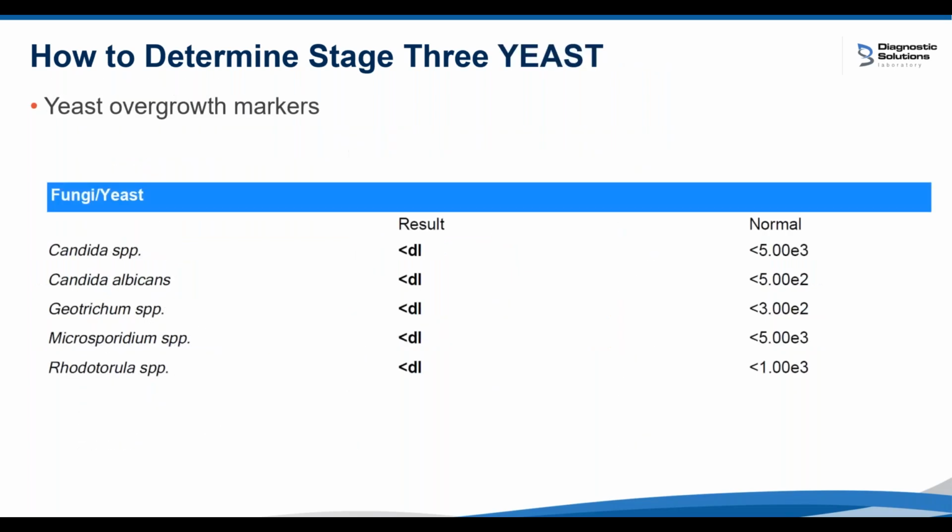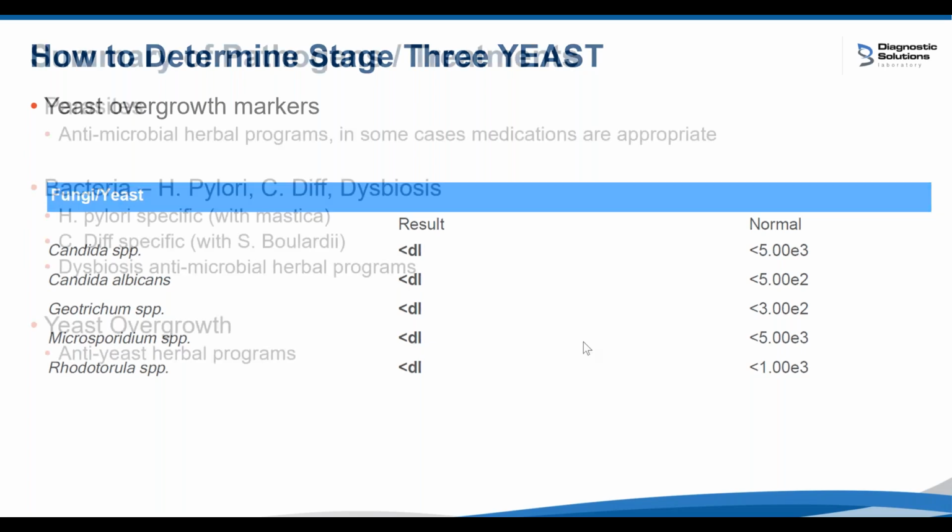And then the last category after parasites and bacteria would be yeast. And this lab has a really remarkable view of yeast overgrowth. They look at Candida albicans, Geotrichum, Microsporidium, a whole bunch of different yeast organisms that are detected. And again, if they have a yeast overgrowth, you just need to make the clinical decision, do you want to treat the yeast or not, okay?